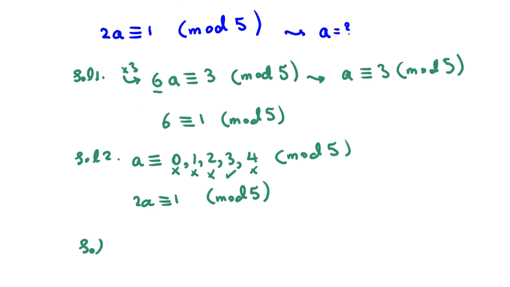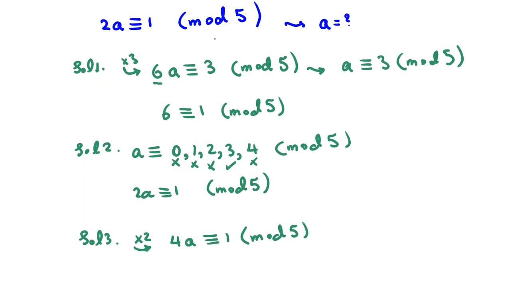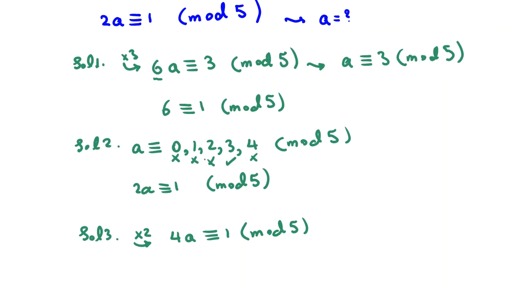Solution number 3. Suppose that we multiply both sides by 2, so it will be 4a is congruent to 2 mod 5. 6 was good because it was 1 more than 5, and you replace it with 1. 4 also is good because it is 1 less than 5. So you say, what is 4 congruent to mod 5? Can you guess?